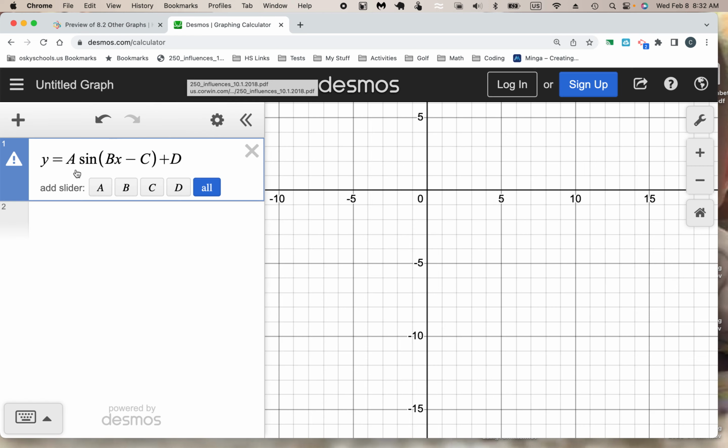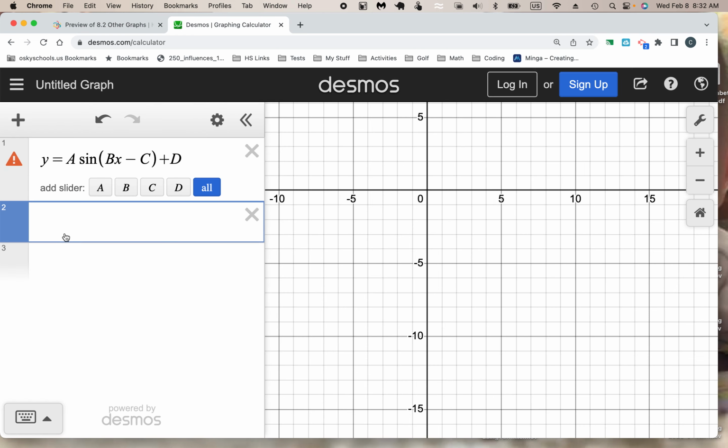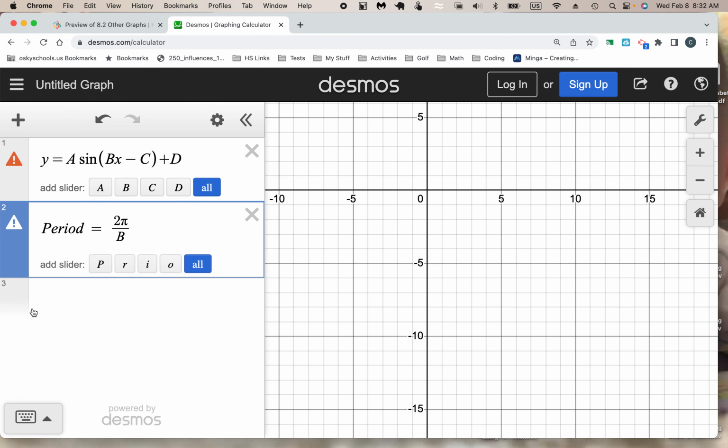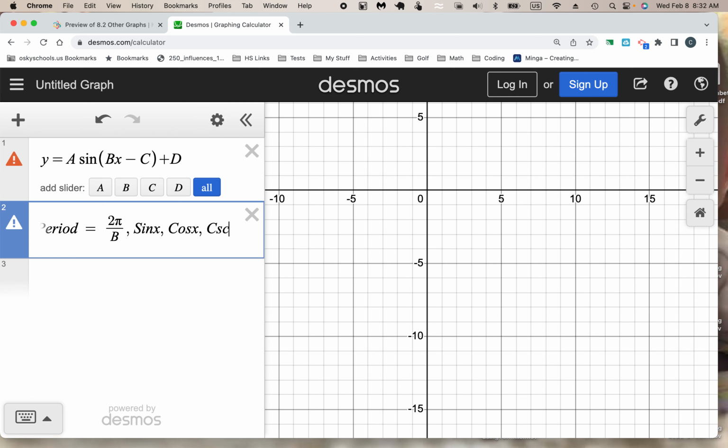There's this equation that we talked about the other day, which says that we can find the period by saying that it is equal to 2 pi over b. But that's really just true for sine, cosine, cosecant, and secant x. Those are the 4 functions where you use 2 pi over b.